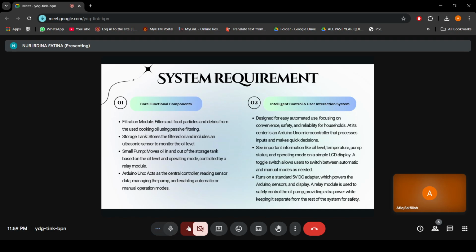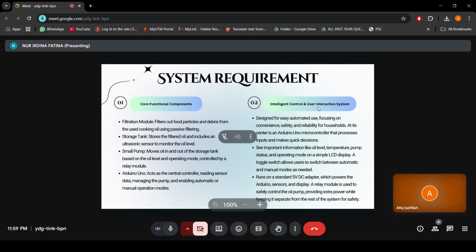Next is the system requirement. Okay, I will continue from here. So for the system requirement, first is our core functional component, the filtration module, which filters out the food particles and debris from the used cooking oil.